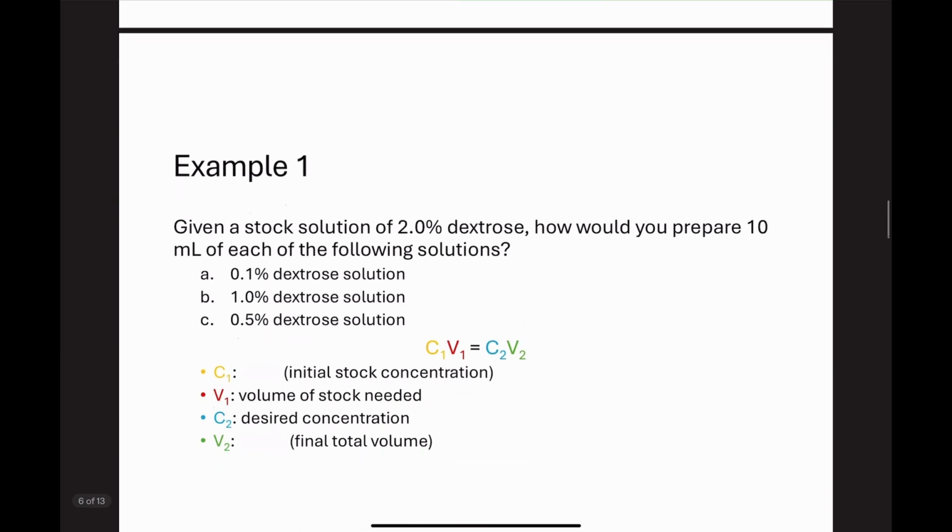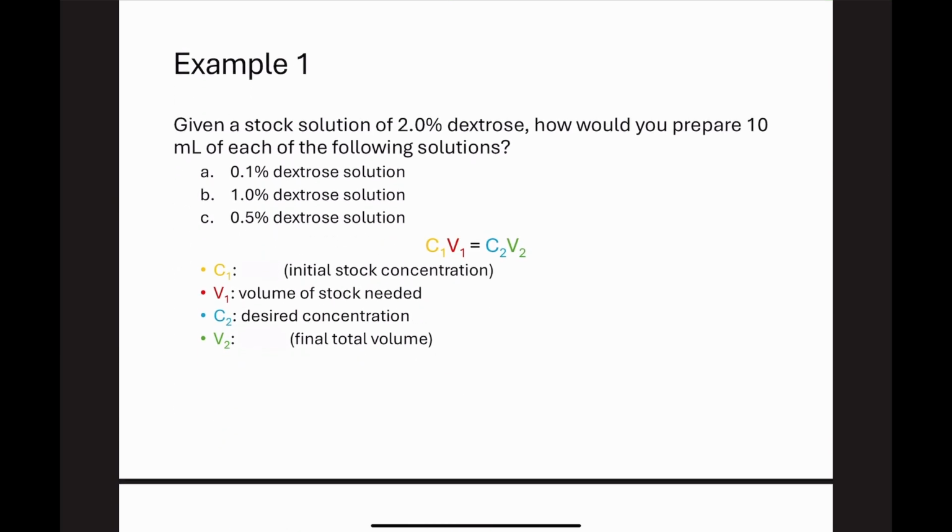So, for example, we have been given a stock solution of 2.0% dextrose, and we need to prepare 10 milliliters of a 0.1% dextrose solution. So the first thing that we have to do is write down the values that we know. C1 is always going to be equal to the initial stock concentration. And we're told that we are given a stock solution of 2.0% dextrose. So our C1 is going to be 2.0%.